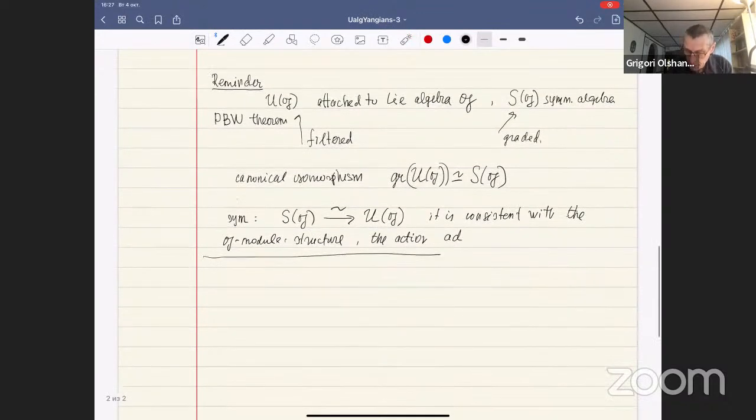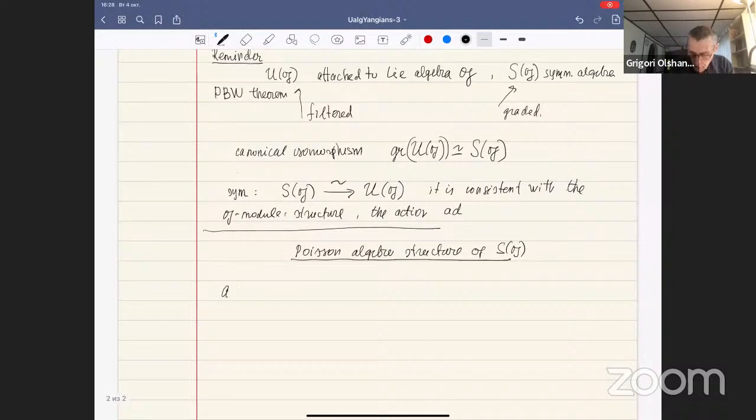So the next topic, I would like to briefly discuss it. It is the Poisson algebra structure on the symmetric algebra. What does this mean? A general picture is as follows. So assume A is a filtered algebra. So this is the union of an ascending sequence of vector spaces, which is compatible with multiplication, as I explained before.